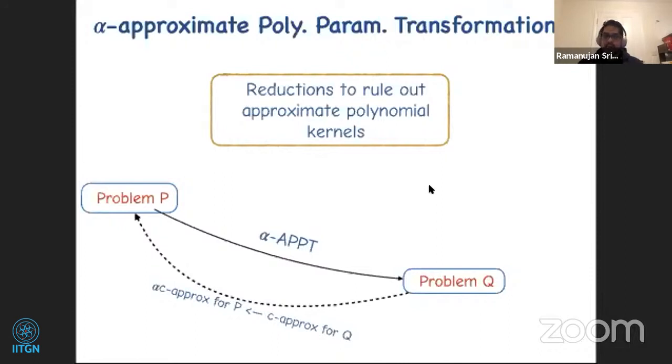So this was what an alpha approximate polynomial transformation would be. Well, of course, the other boxes need to be checked. For instance, this runs in polynomial time. The parameter size does not blow up by more than a polynomial factor. These are all things that were already there.